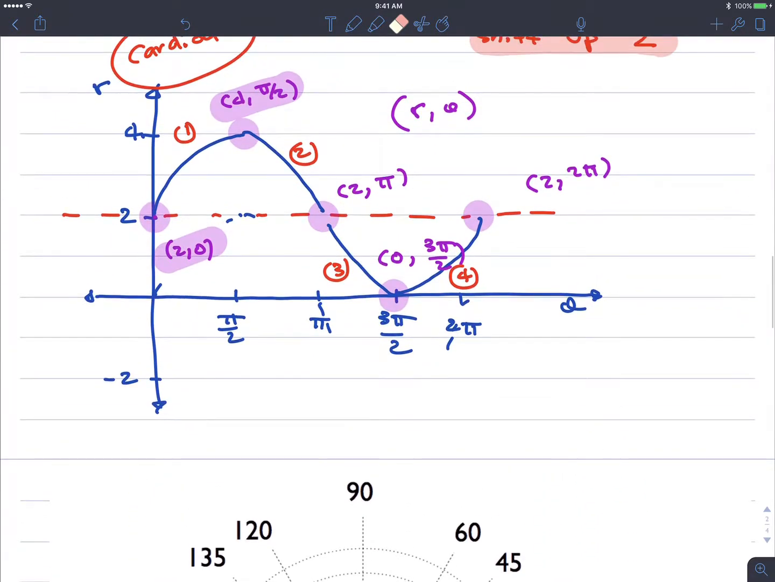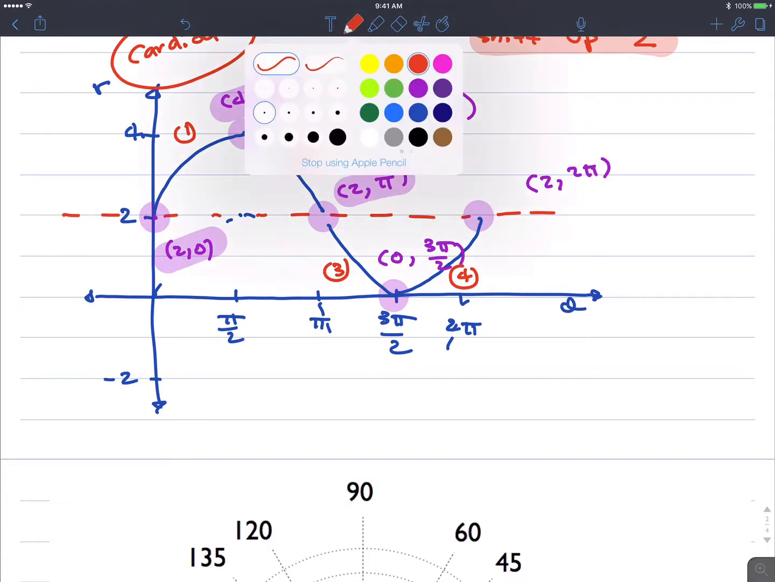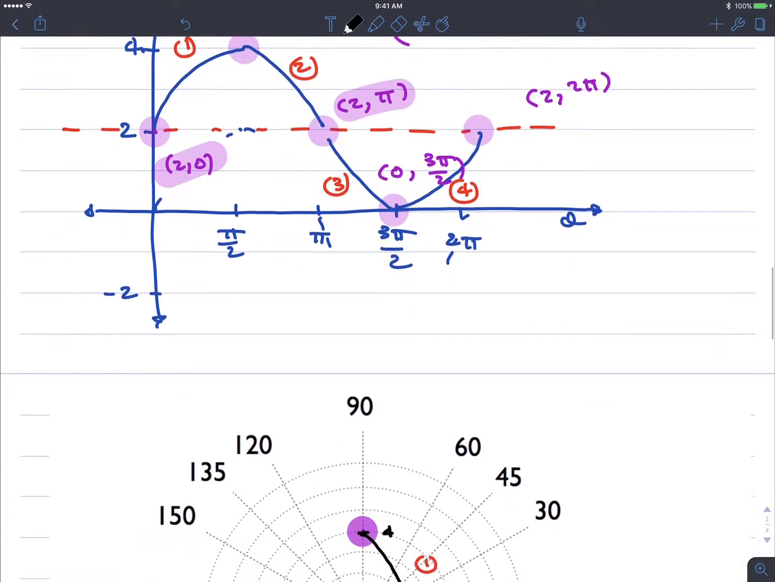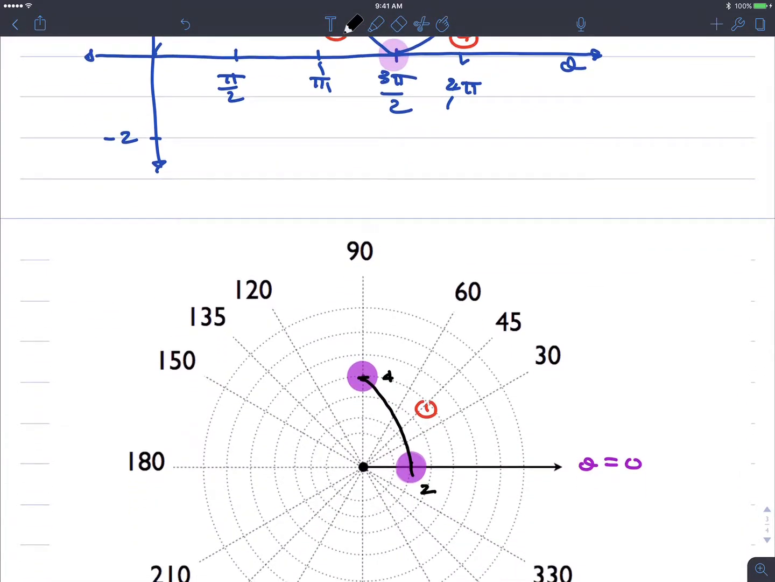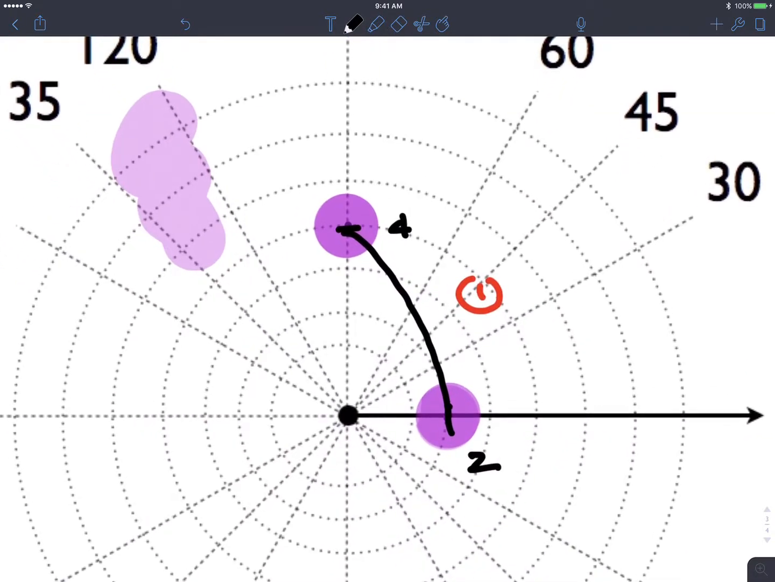What happens in portion 2? Let's plot the next point. When the angle is pi, my radius goes back to what? 2. Is that true? Okay. Angle is pi. So, in other words, I'm going from 90 degrees to 180. I'm in this quadrant here, and at pi, where does that radius go back to? 2.